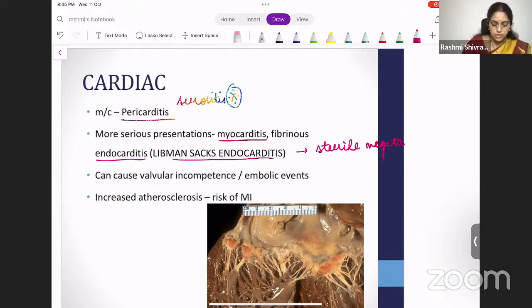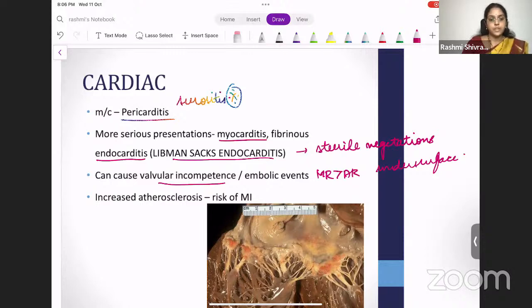These are sterile vegetations on the undersurface of valves, right? These can cause vascular complications. This is called Libman-Sacks endocarditis. It can cause valvular incompetence because of the endocarditis. So what valvular incompetence is most common? Mitral regurgitation is more common than aortic regurgitation. This you must remember.